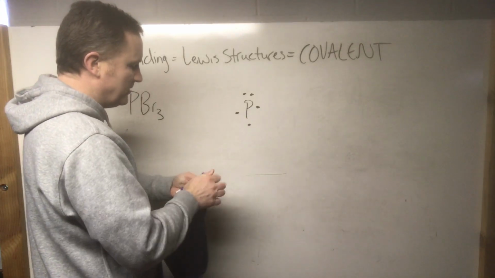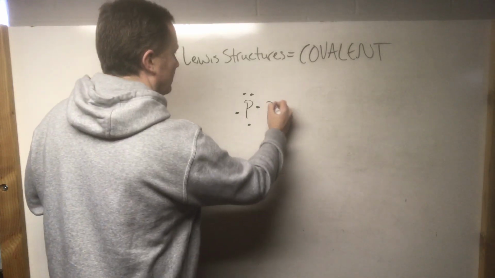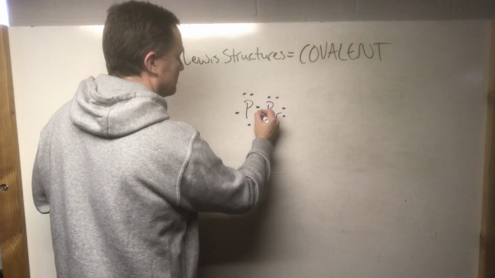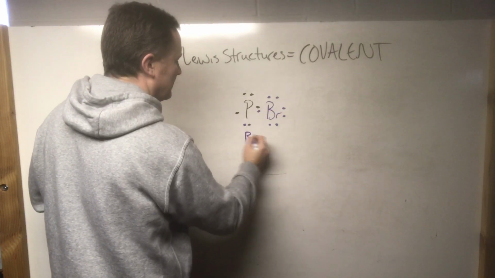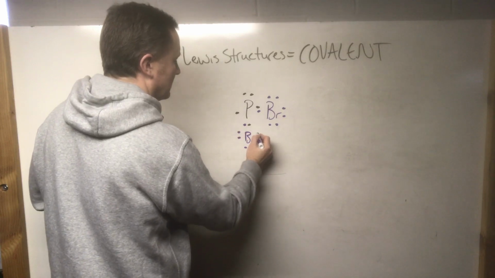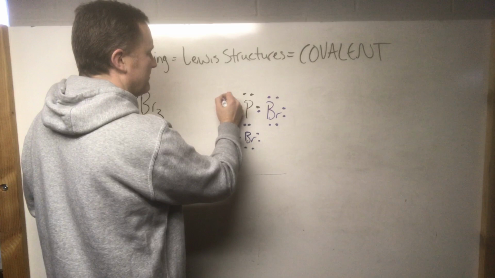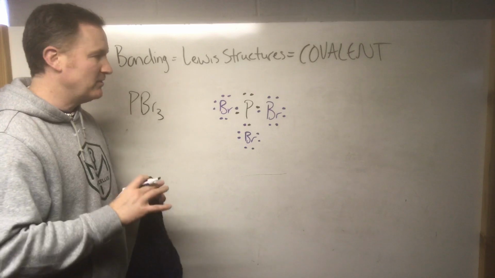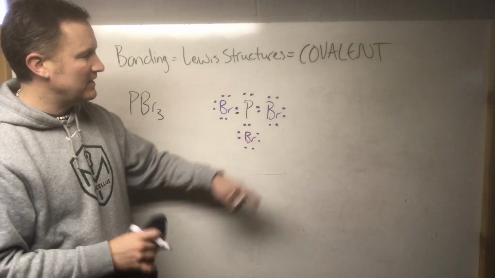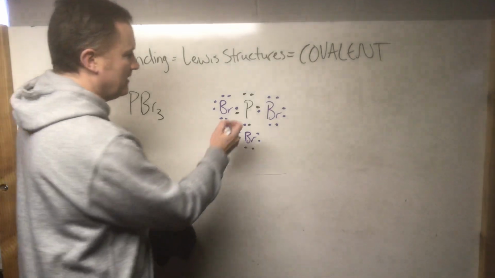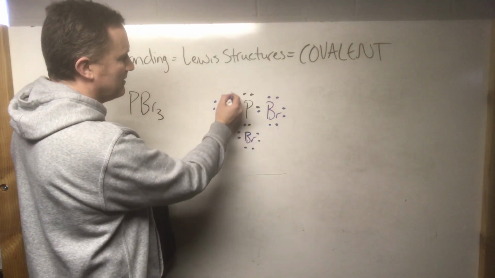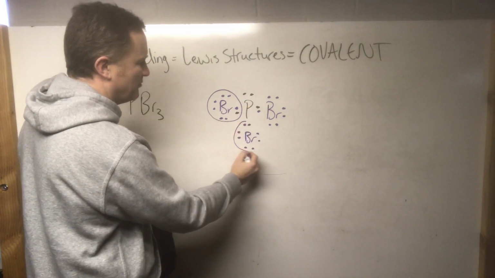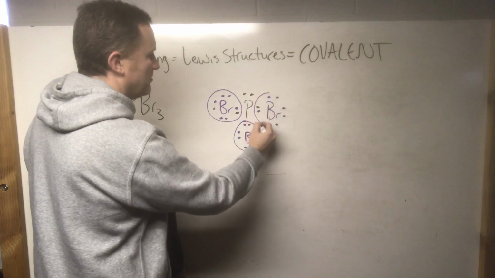And so we'll just change up the color here a little bit. Bromine is going to come in with its 7 electrons. Another bromine with 7 electrons. And then finally the last bromine with its 7 electrons. Now notice, I drew every single electron. I took into account that each bromine has 7 electrons, so I pulled all of them in. Bromine 7 purple with the 1 black from phosphorus. Another 7 purple with 1 black. Another 7 purple with 1 black.